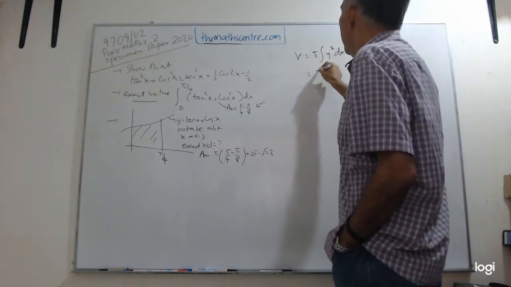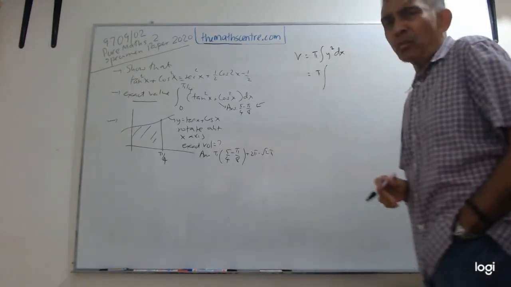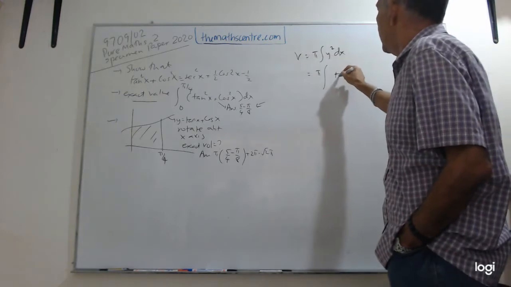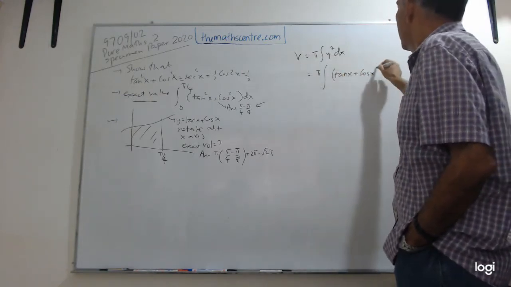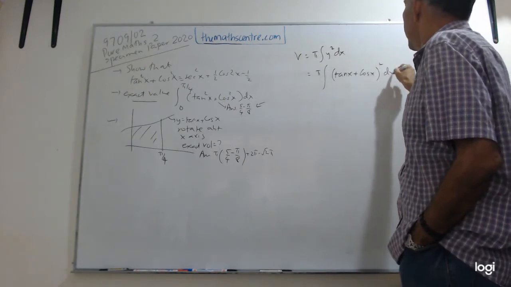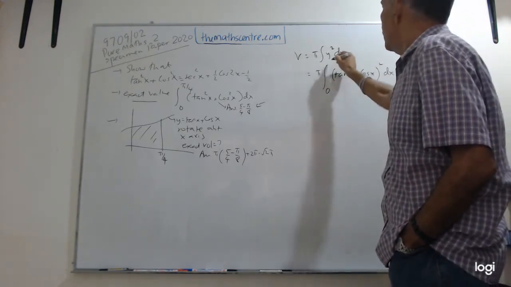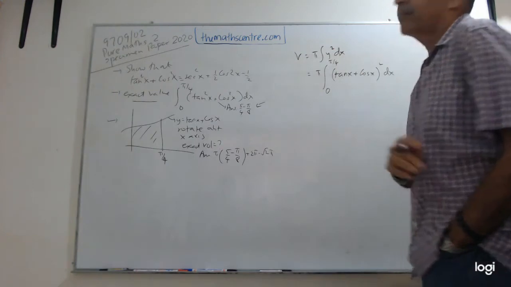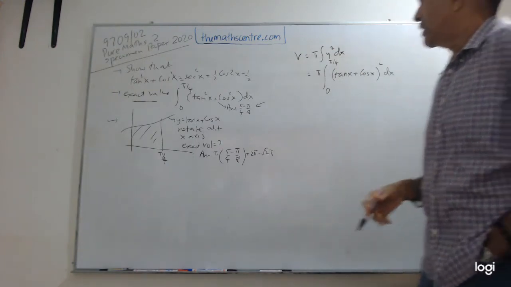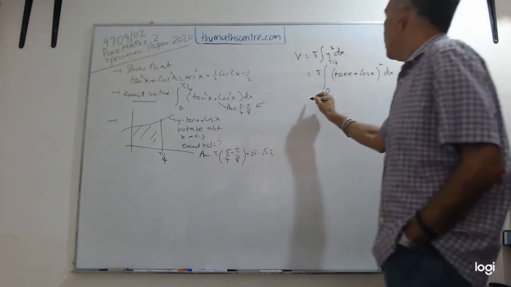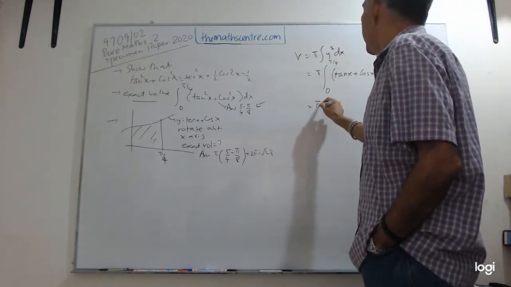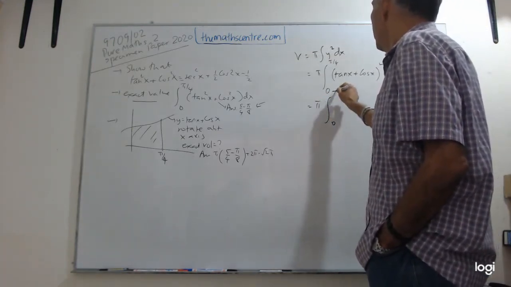So don't forget there's a pi. And what is y squared here? It will be tangent x plus cos x, squared, dx, with limits going from 0 to pi over 4. Okay, so I have copied everything correctly: tangent x plus cos x. Now we have got pi here. Please be careful: 0 to pi over 4.